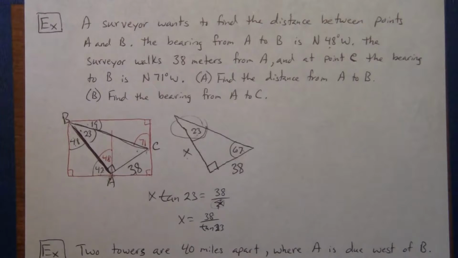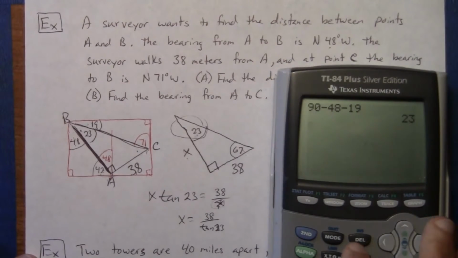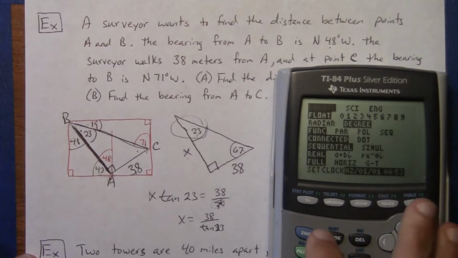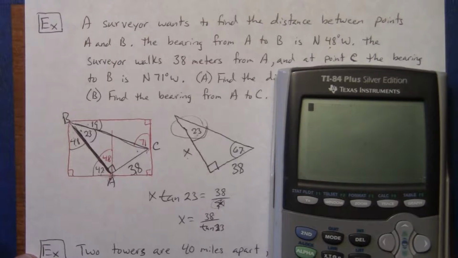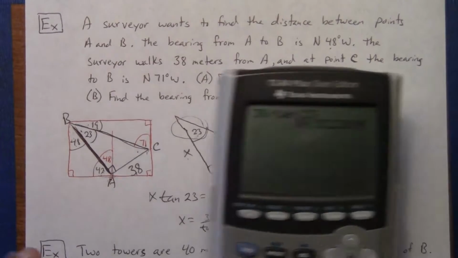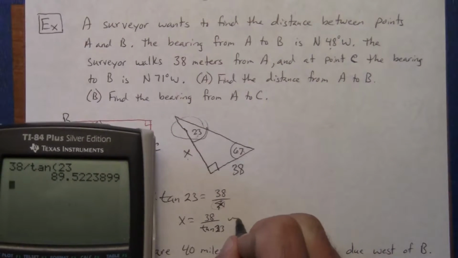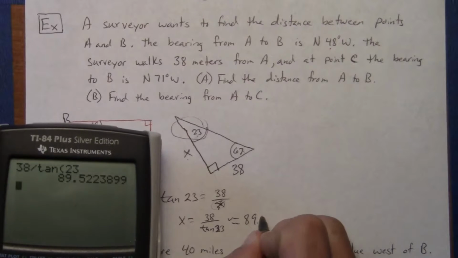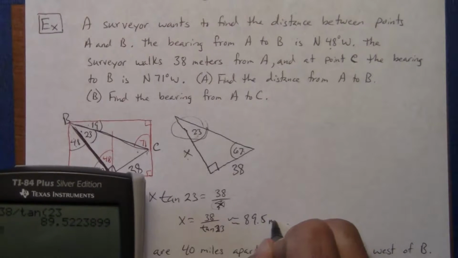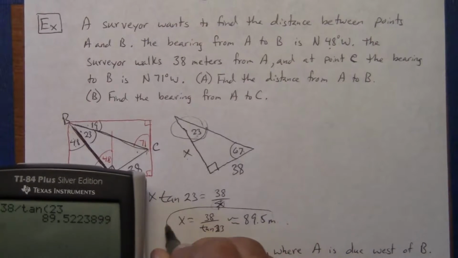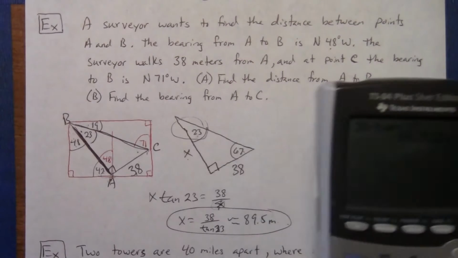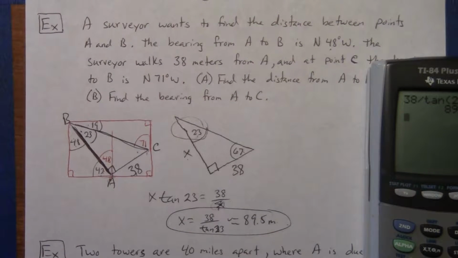And so now I'll pull out my calculator and I'll type that in. Make sure you're in degree mode. We should be. But I'm going to type in 38 divided by the tangent of 23, hit enter, and it tells me that that distance is approximately 89.5, and we were talking about meters. So that distance is approximately 89.5 meters.